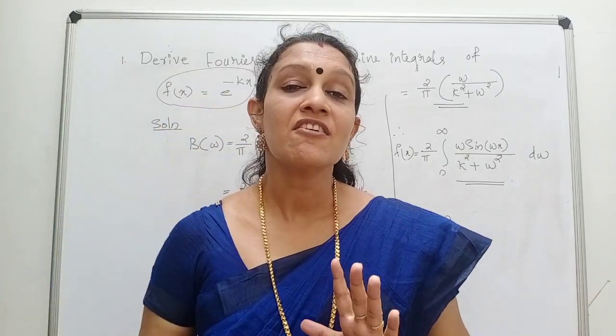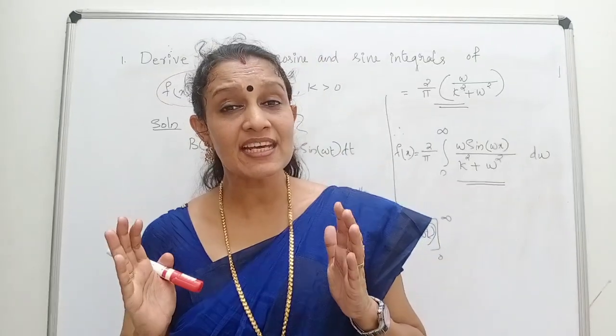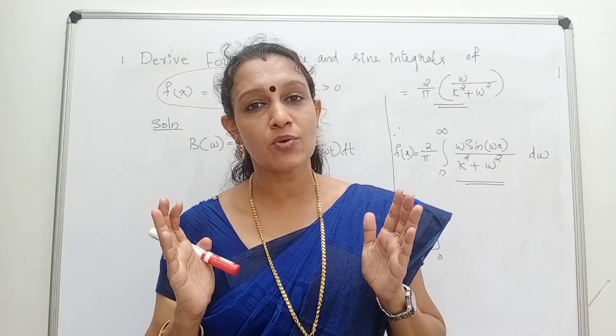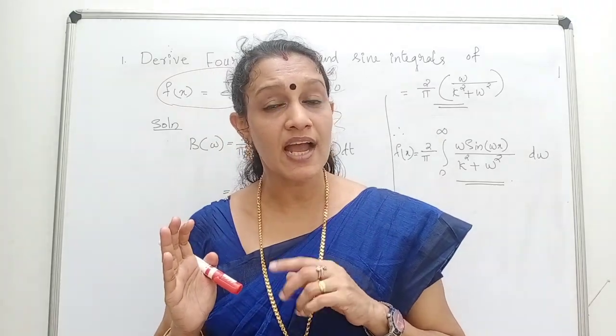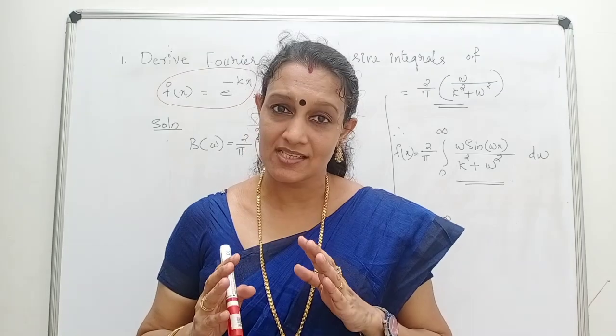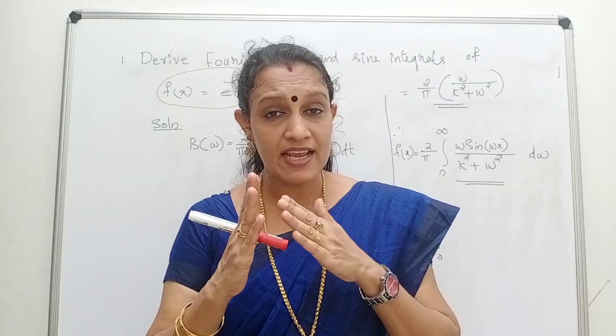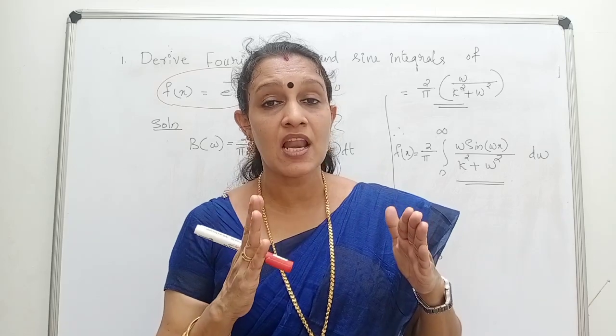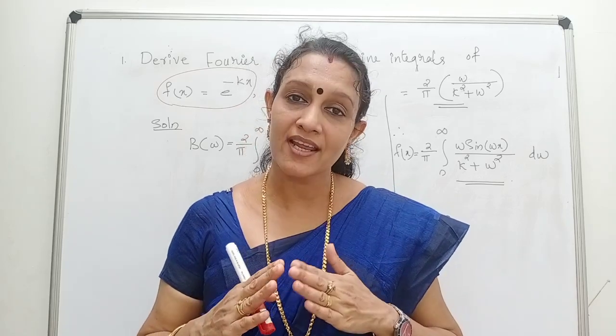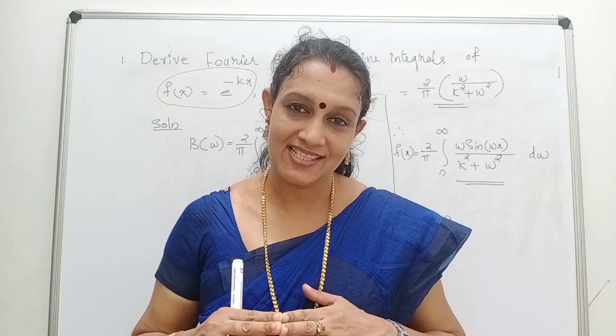So keep in mind, when the function is defined on the entire interval from minus infinity to infinity, either the Fourier cosine or sine integral representation exists. In this question, since you are given a function defined on only a half interval, both the sine and cosine integral representations exist.